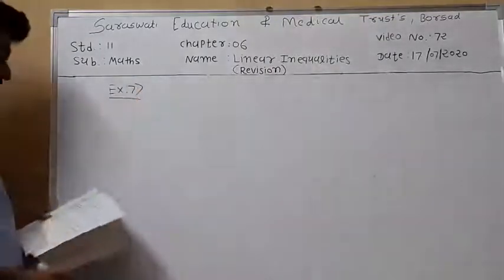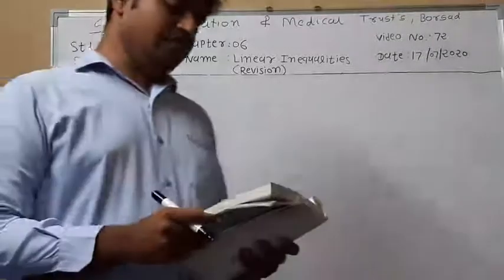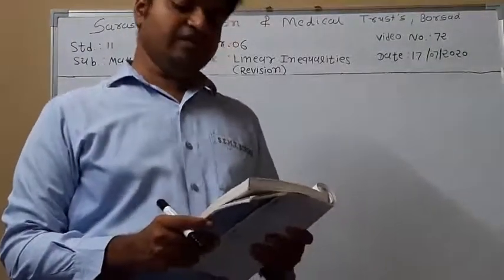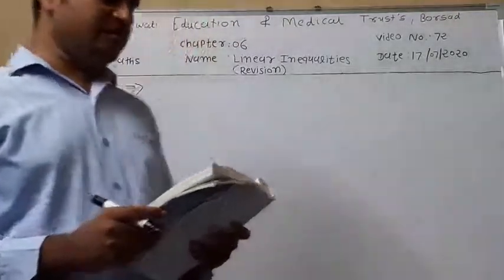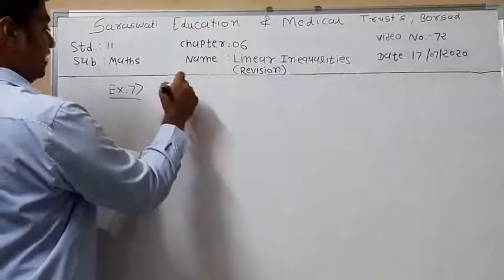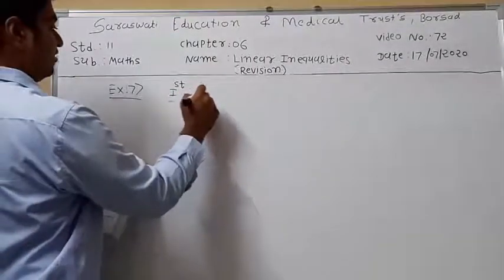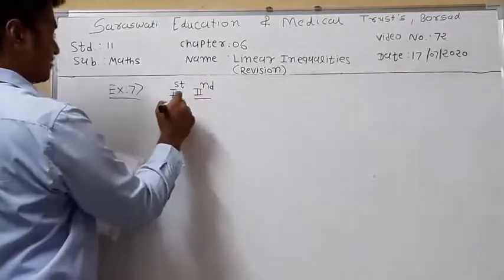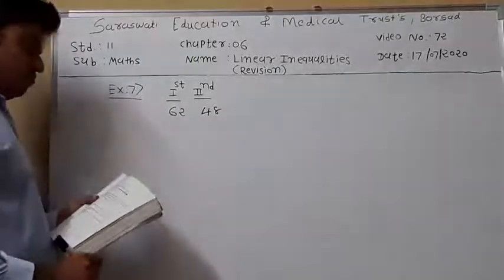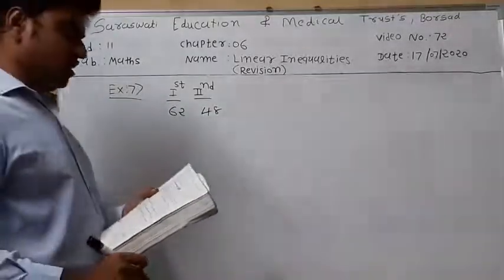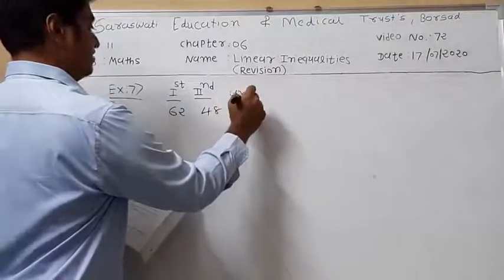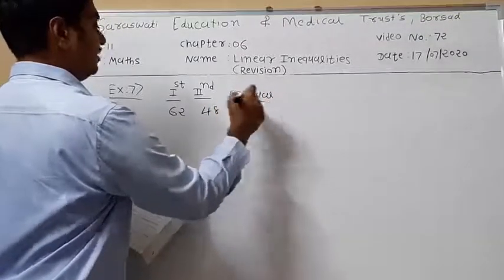Example number 7. Here the question is asked: the marks obtained by a student of class 11 in the first and second terminal examinations are 62 and 48. Marks for the first and second terminal examinations are given as 62 and 48. The minimum mark he should get in the annual examination is asked, but the annual examination mark is not given.